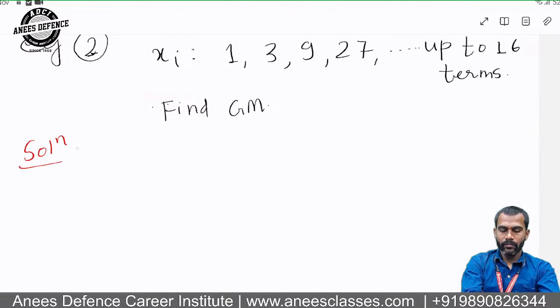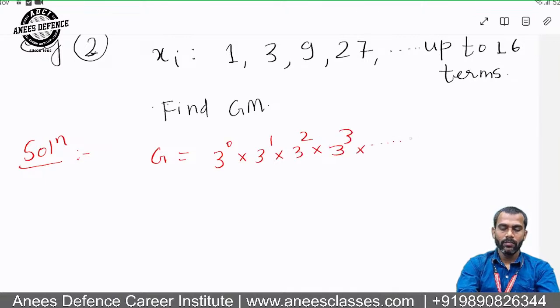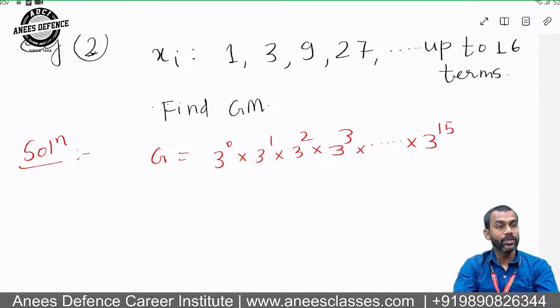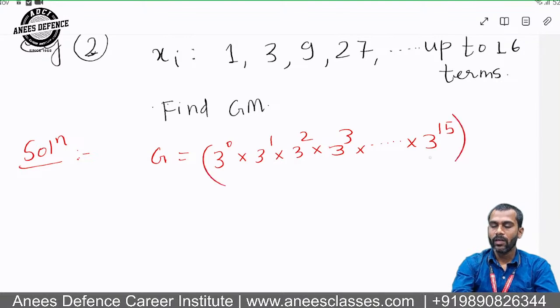We know already the formula for GM, right? So G is what? Can I write the product as 3 raised to 0 into 3 raised to 1 into 3 raised to 2 into 3 raised to 3 till 3 raised to 15? I have to go till 15, yes or no? Why? Because I have started from 0. So if you write the last term as 3 raised to 16, your answer will be incorrect. That is the product, and you already know, it is raised to the whole power 1 by 16. Yes or no?